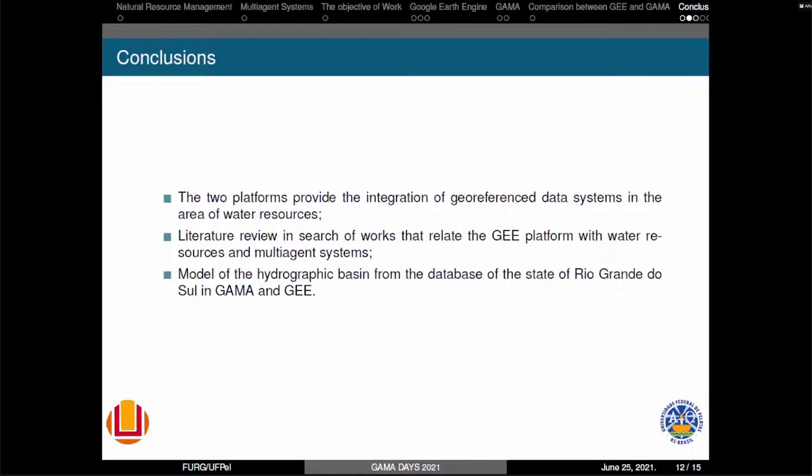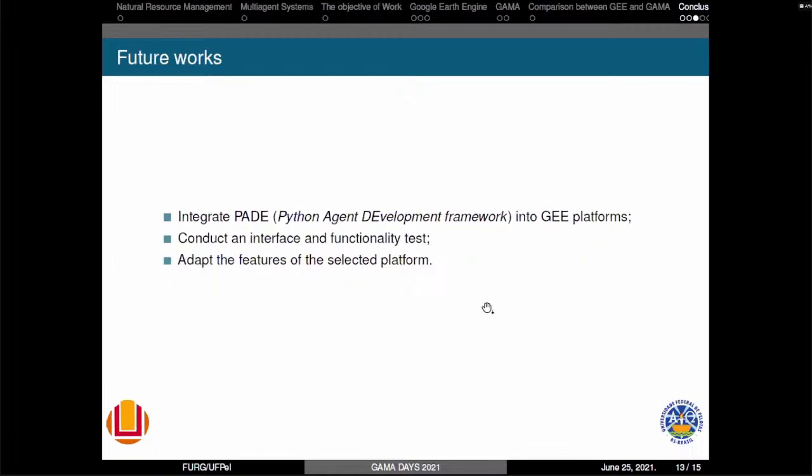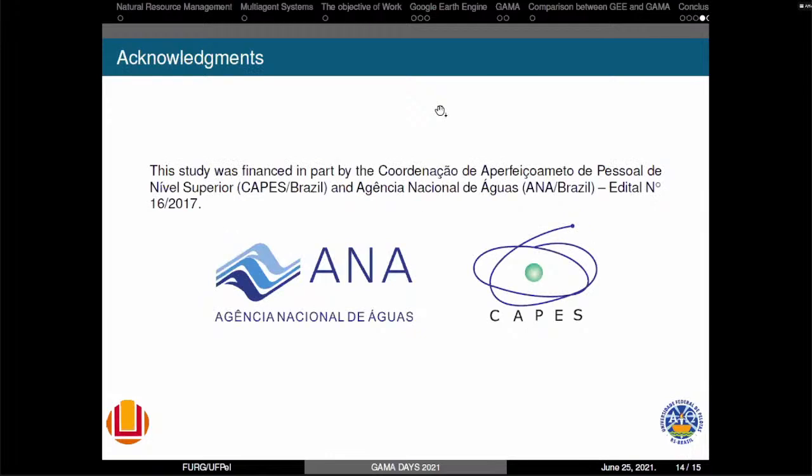Both platforms provide integration of georeferenced data systems in the area of water resources. A literature review of research relating the Google Earth platform with water resources and multi-agent systems. A model of a hydrographic basin from the Rio Grande do Sul database in the Gama and Google Earth platforms. Possibilities and future work: integrate the platforms, conduct an interface and functionality test, and adapt the features for selecting the platforms for the work. Thanks to ANA, CAPES, FURG, and UFPEL.